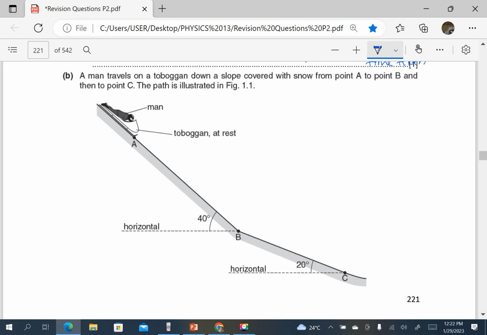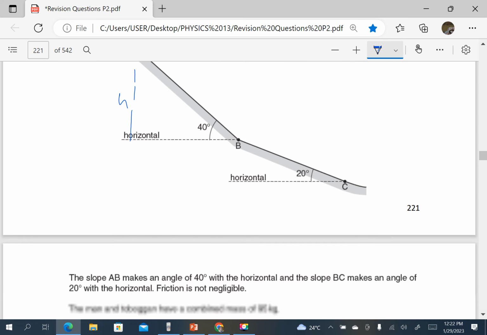So before we go any further, since we can find the height h with that horizontal, this is h, and if we know the distance between A and B, we shall be able to find h. Secondly, we need to be able to resolve along the plane and perpendicular to the plane where necessary. Let us see the questions first.